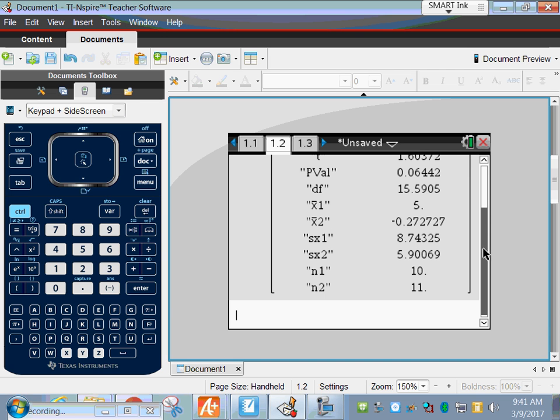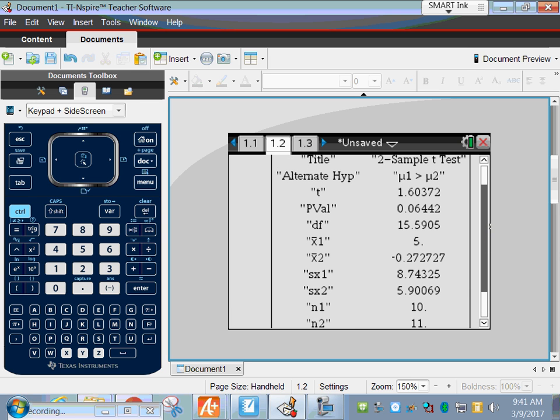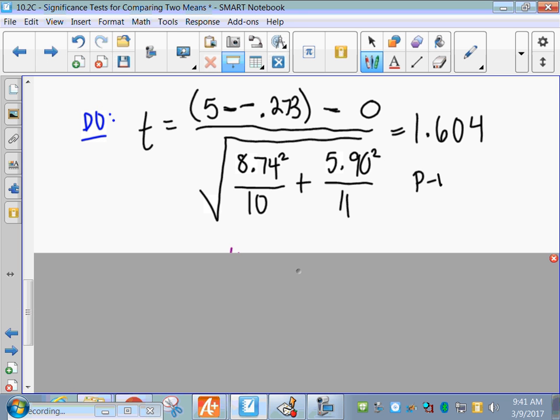Make sure we got the same answer. So my T, 1.604, all right? We're looking for a p-value here, and then you have to state degrees of freedom. Don't forget to write that down. So my p-value is 0.0644, and write down degrees of freedom, 15.59.